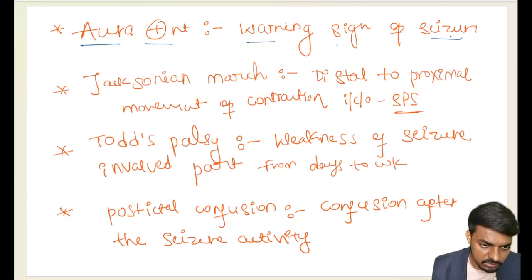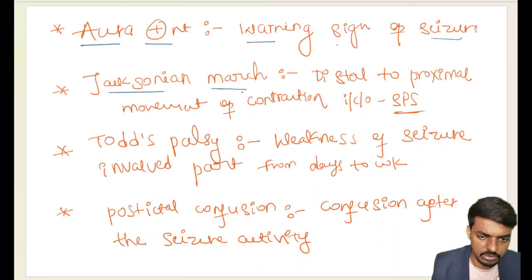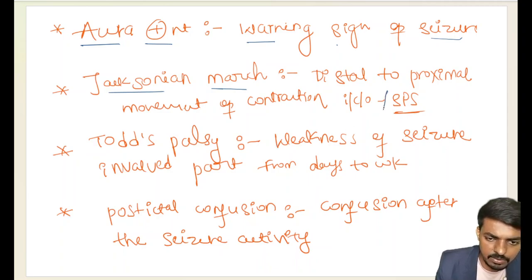Okay. And the next point is the Jacksonian march. What is the Jacksonian march? It means the distal to proximal movement of contraction in a seizure. From distal to proximal, there is a contraction of the part which is involved in the seizure. That is what we call the Jacksonian march. It means the contraction starts from here and goes like this. So this is the Jacksonian march, the distal to proximal movement of the contraction. Very importantly, it occurs in simple partial seizure.